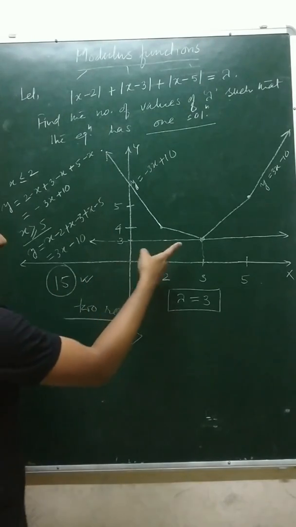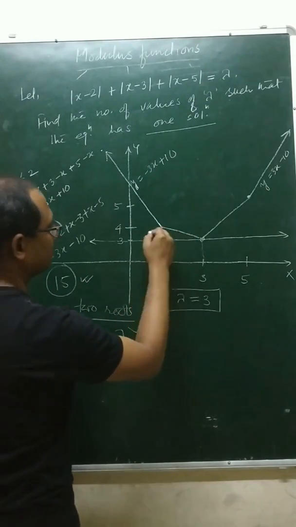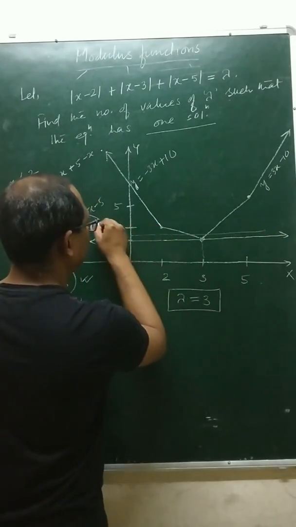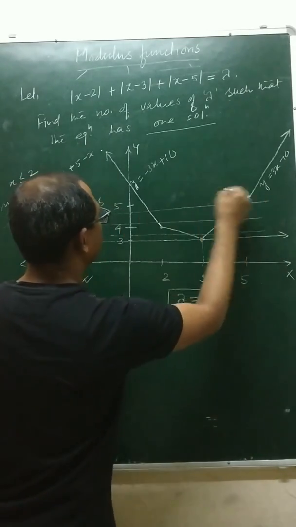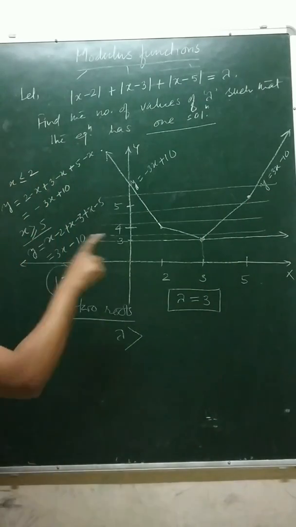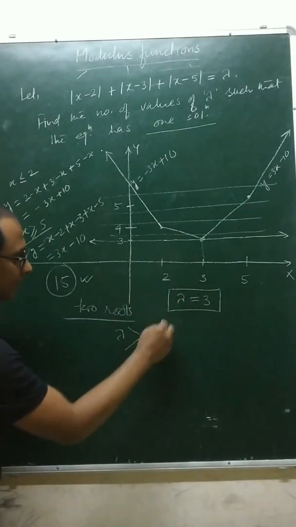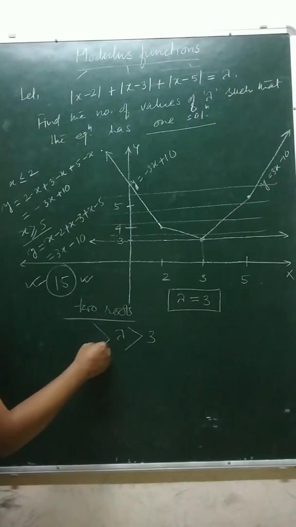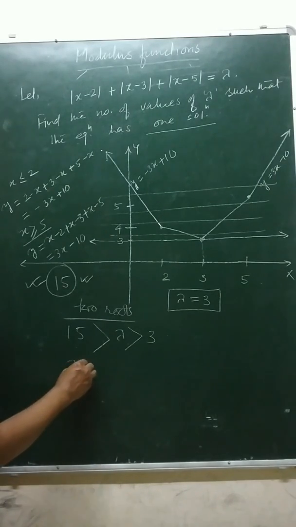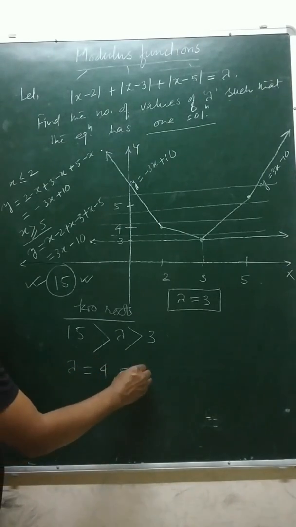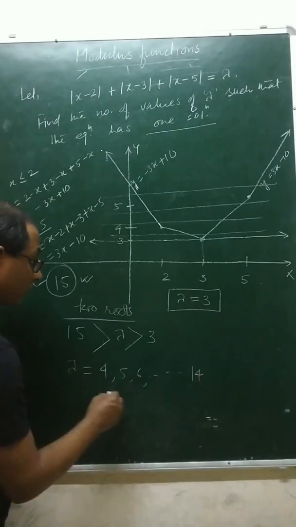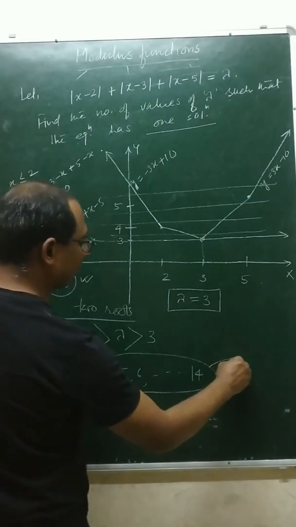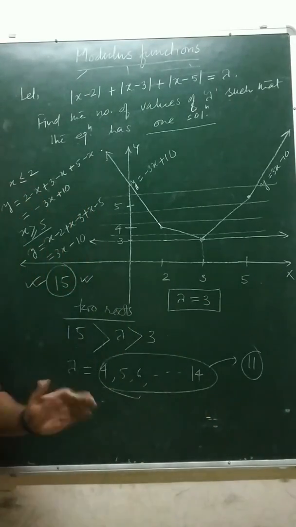So the value of lambda to get more than one solution should be something like this, right? Lambda should definitely be greater than 3, and they have already said it has to be less than 15. So all I need to find is the number of integral values of lambda between 3 and 15. That is 4, 5, 6 till 14. That is the number of values they have asked. So the number of integral values is 11. That's it.